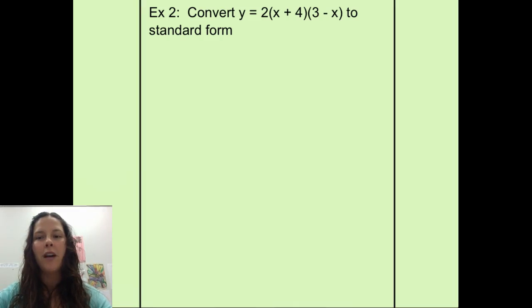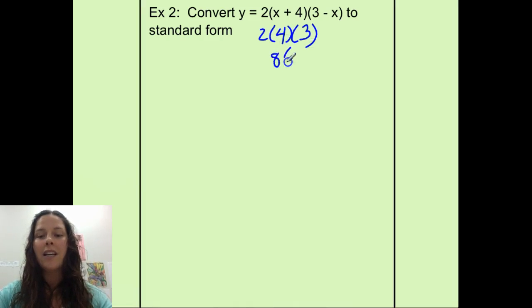One more example of factored form. This time I'm going to multiply my binomials together first, and then I'll distribute my 2 through. You're much less likely to make a mistake if you distribute that 2 last than if you distribute it first. The reason is, if you think about it, if you had 2 times 4 times 3, you would not multiply the 2 by the 3 and the 4. You would just do 2 times 4 is 8, times 3 is 24. Same thing with the 2 on this one.